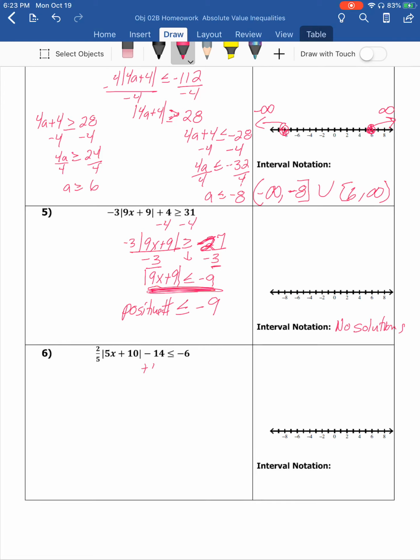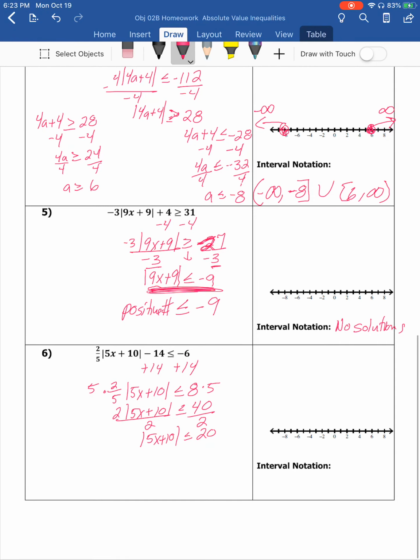Last one, add 14 to each side. 2/5 times the absolute value of 5x plus 10 is less than or equal to positive 8. I multiply each side by 5. 2 times the absolute value of 5x plus 10 is less than or equal to 40. I divide by 2, divide by 2. The absolute value of 5x plus 10 is less than or equal to 20. There's no monkey business here. I don't have to worry about it.